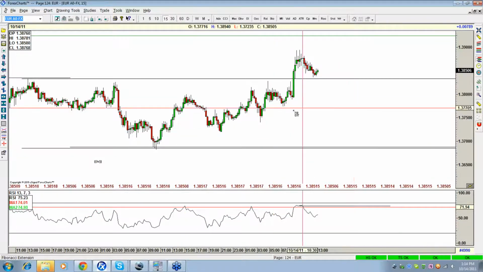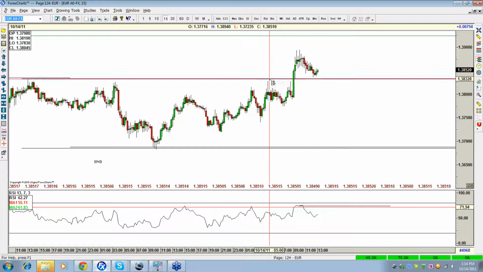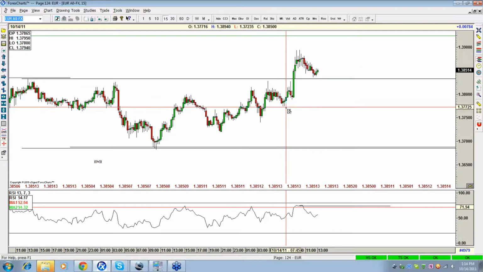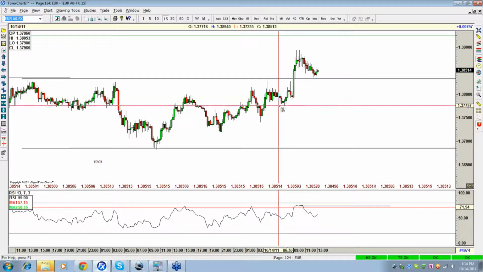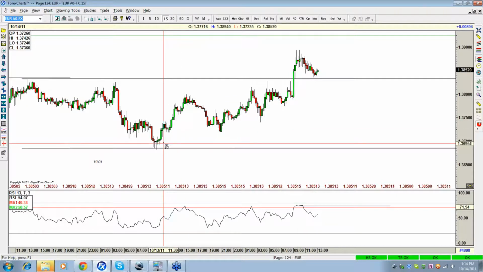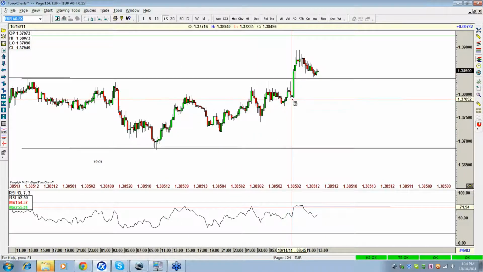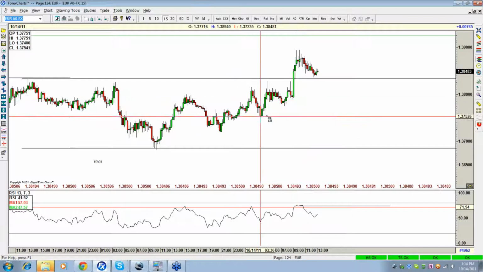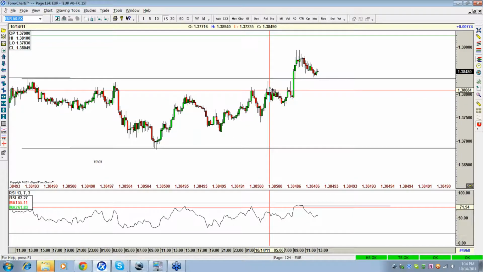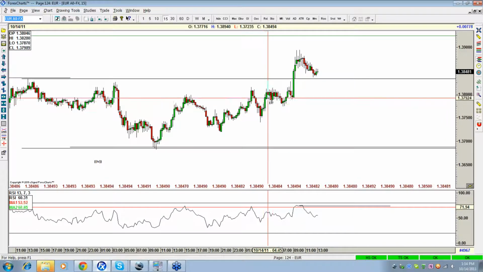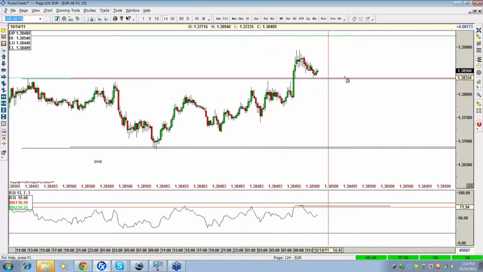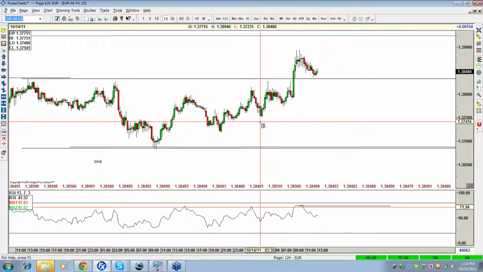Now, I see this big wave 2. I don't see, and I see at least minimum 1, 2, 1, 2, 1, 2. From here, you say? From here.